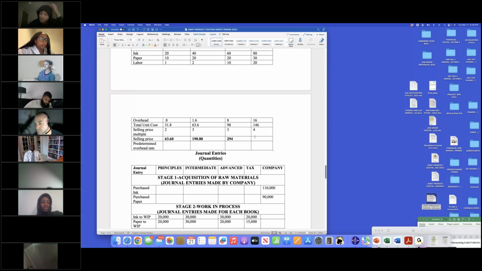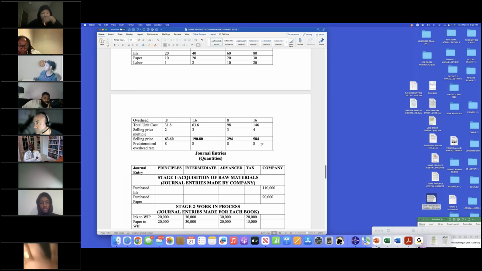What's our predetermined overhead rate for principles, and for intermediate, and for advanced, and for tax? What's that number going to be? Isn't it going to be the main factor in overhead divided by the quantity? No. Find out where this 8 came from. Where did that 8 come from? Y'all like to do a lot of extra work.